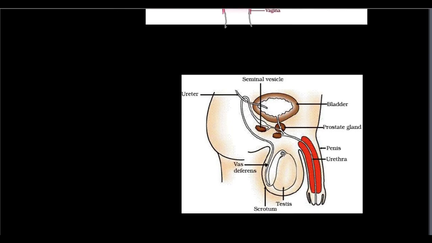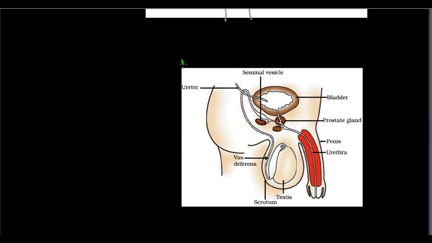Now let's move on to the male reproductive system. Now this is the male reproductive system.